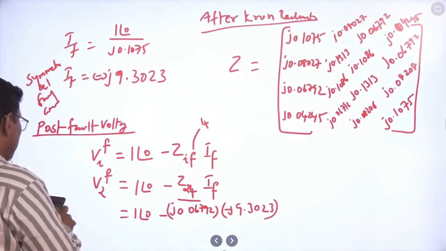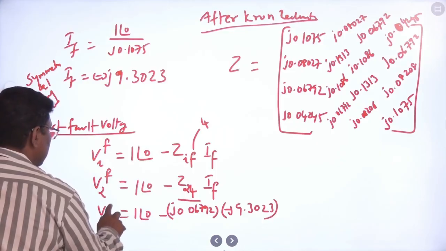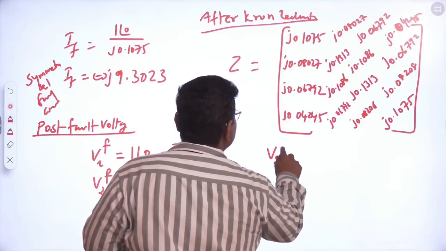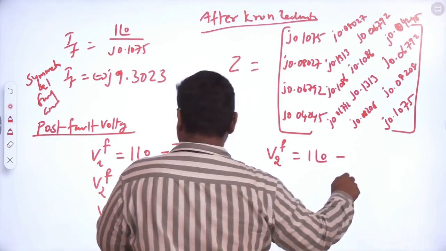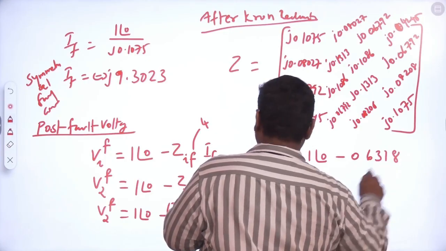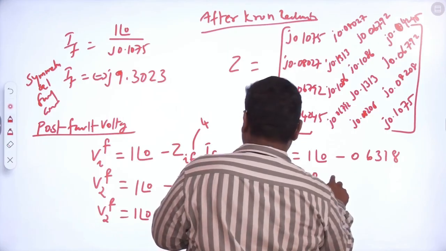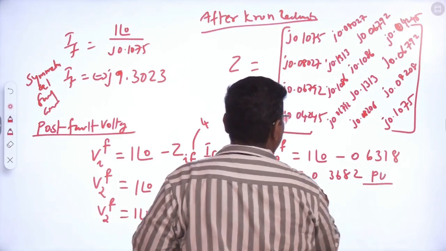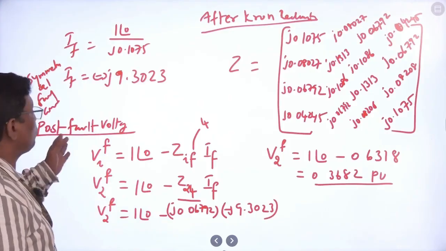Okay, so the post fault voltage at bus number 2 is 1∠0° minus 0.6318. So the final answer is 0.3682 per unit.